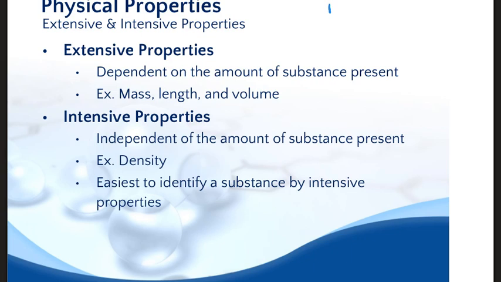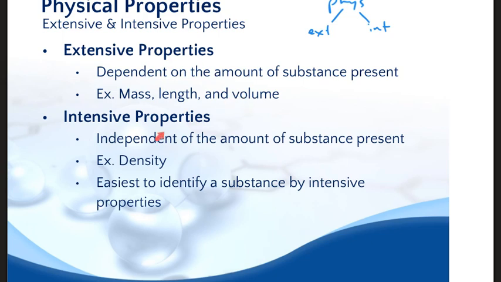Under the umbrella of physical properties, we will have extensive properties and intensive properties. Extensive properties are ones that are dependent on the amount of substance present. So if the particular thing you're measuring changes, then the extensive property of that thing changes. That would be like mass, length, volume. If you add more of a substance, it's going to gain more mass. If you add more of a substance, it's going to take up more space. It's going to have a larger volume. So those are extensive properties, properties that change based on the amount of substance present.